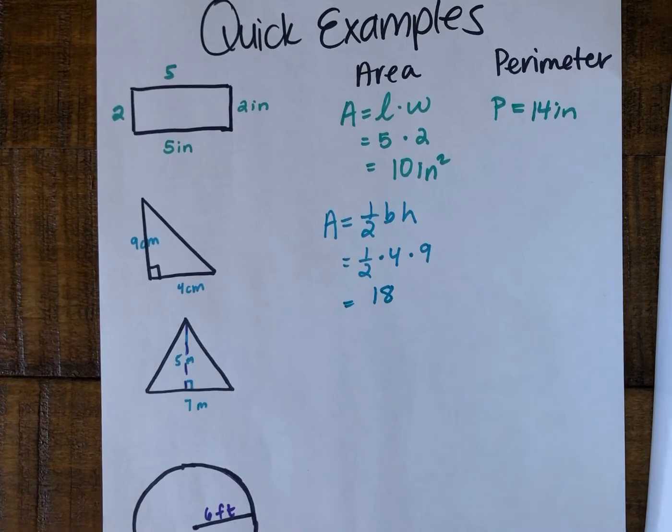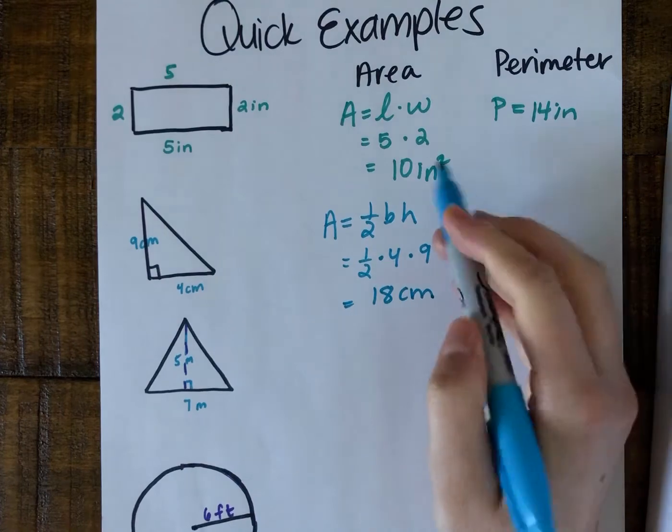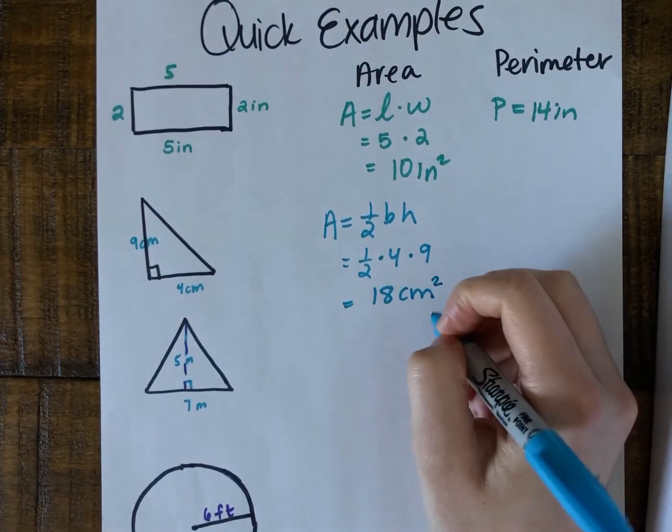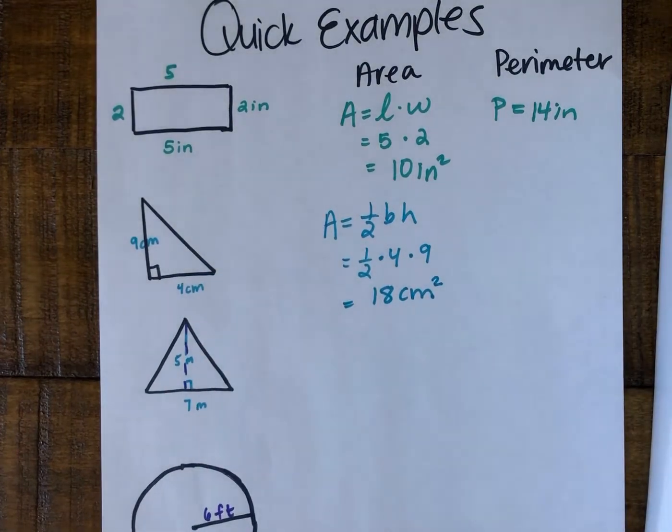And then I would think about my units. So I'm measuring in centimeters, but since it's area, it would be square centimeters. And it would be talking about how many little centimeter by centimeter squares I could fill up that triangle with. And it would take 18.